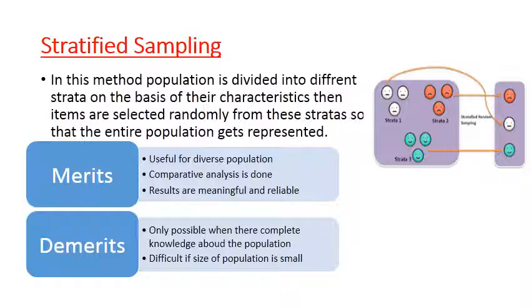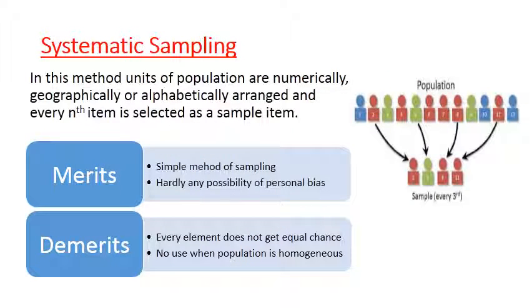And it is difficult if the size of the population is small. If the size of the population is small, you cannot divide that population into different strata. So it is difficult for systematic sampling. In this method, first the population is arranged systematically. It may be arranged on the basis of, say, numerical order, geographically, alphabetically, and every nth element is selected as a sample item.